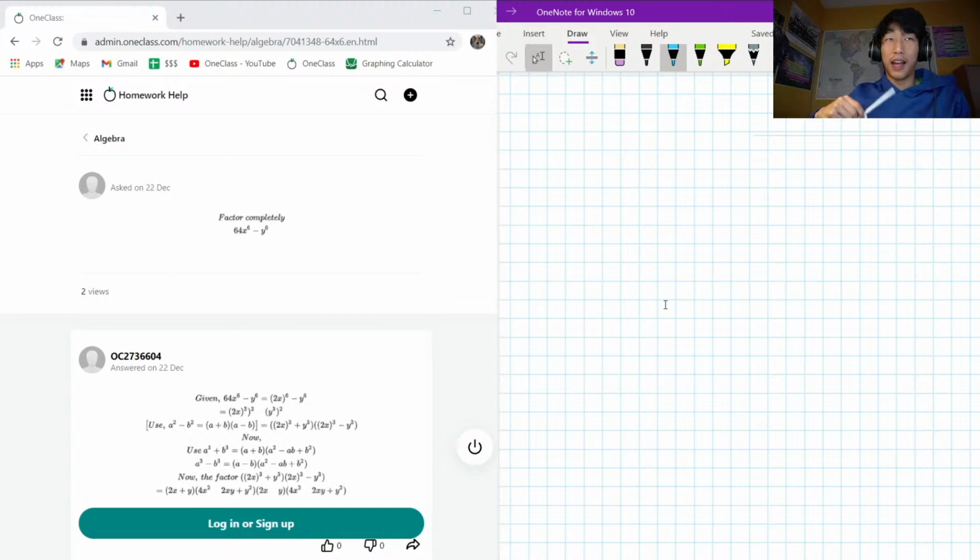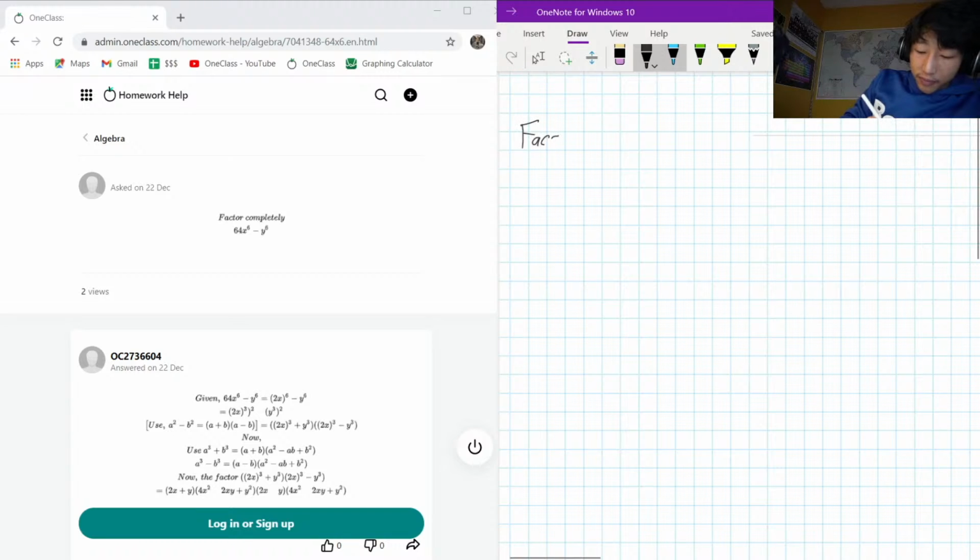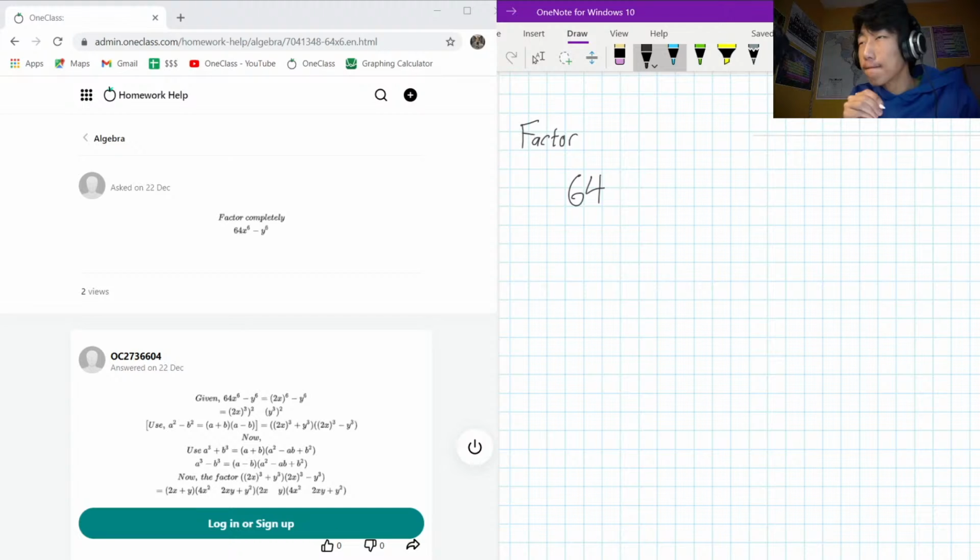Cool, so this is the next question that we have on the menu today. It is asking us to factor 64x to the power of 6 minus y to the power of 6. Okay, so to factor this completely, the first thing that might be nice to do is to convert this 64 into something that's a little bit, actually no, that's not mandatory.